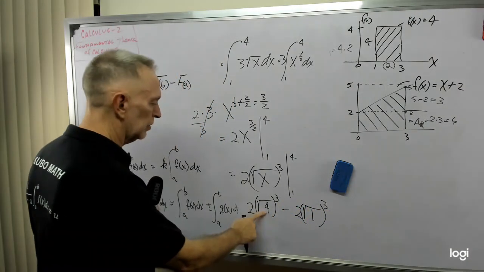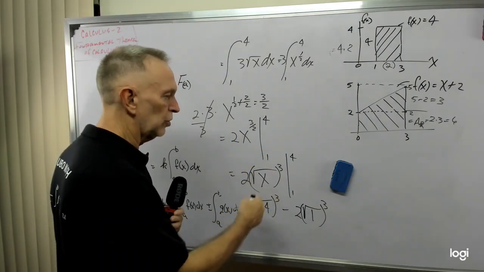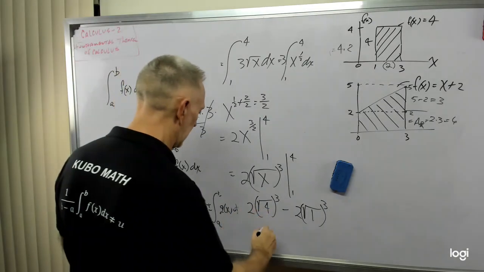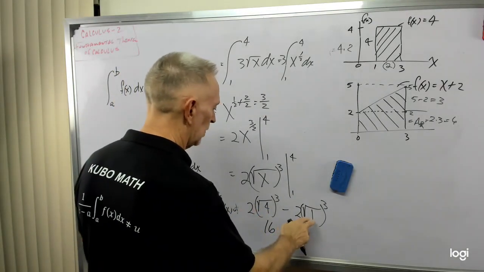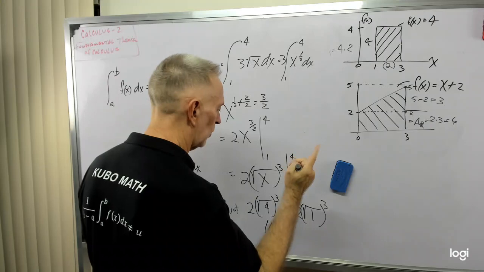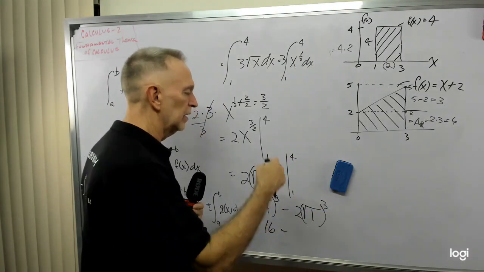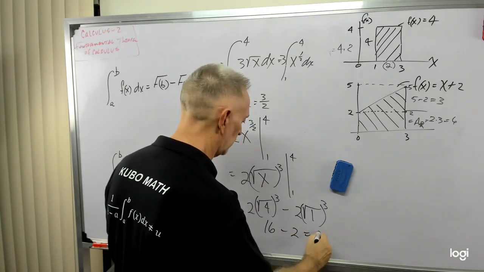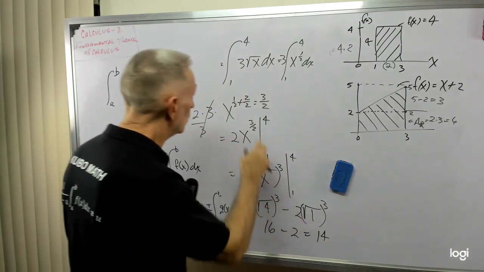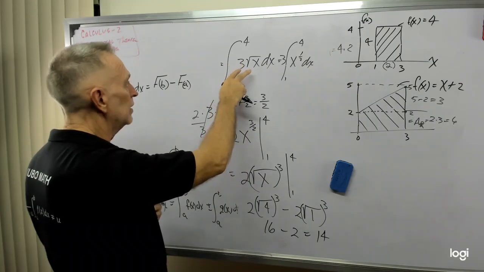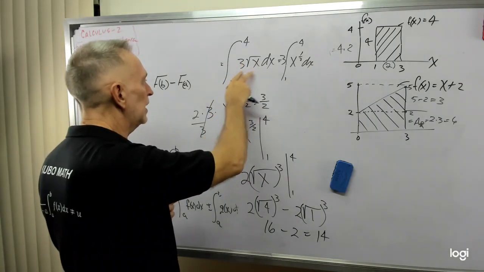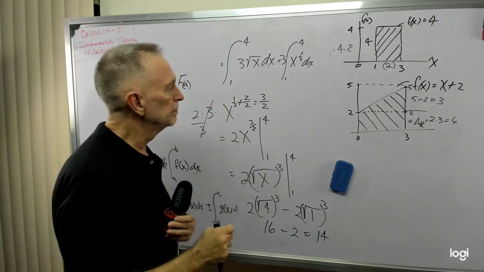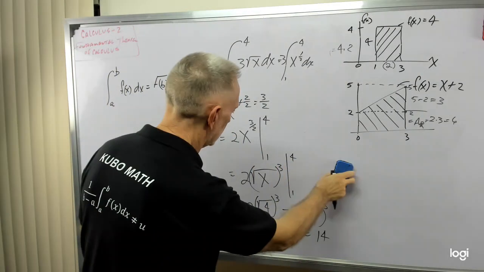So the square root of 4 is 2. 2 cubed, 2 times 2 is 4, times 2 is 8. 2 times 8 is 16. The square root of 1 is 1. 1 cubed is 1. 2 times 1 is 2. So 16 minus 2 is 14. So if I integrate 3 square root of x dx from 1 to 4, that area is 14. Okay.